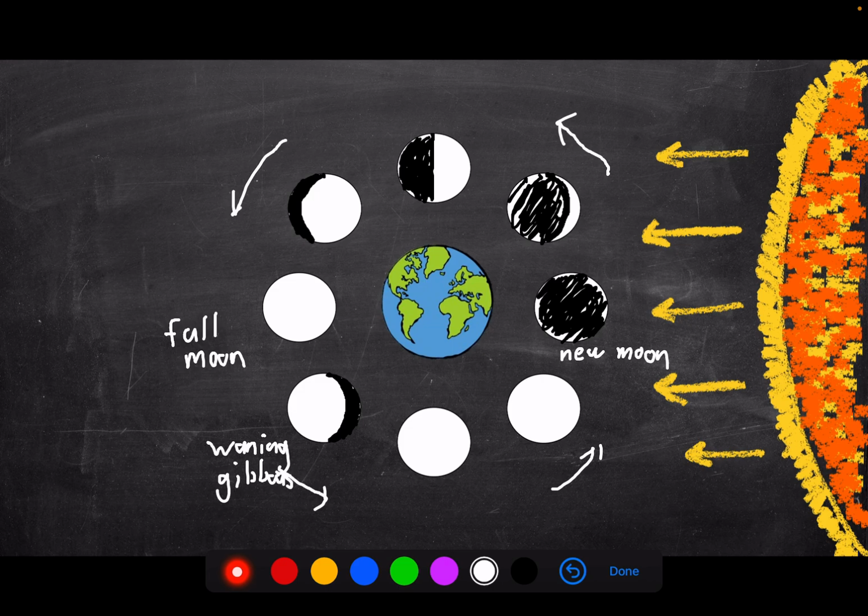Waning gibbous. The next one is, yes, third quarter, because it's three quarters from new moon, so it is third quarter, and the shadow has grown to cover half the moon now. Okay, then lastly, we have the shadow almost completely covering the face of the moon that we can see from Earth, and we call that a waning crescent.